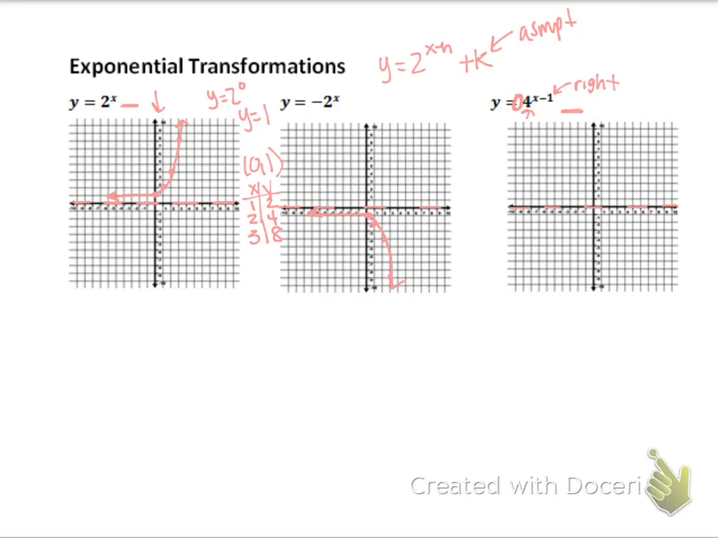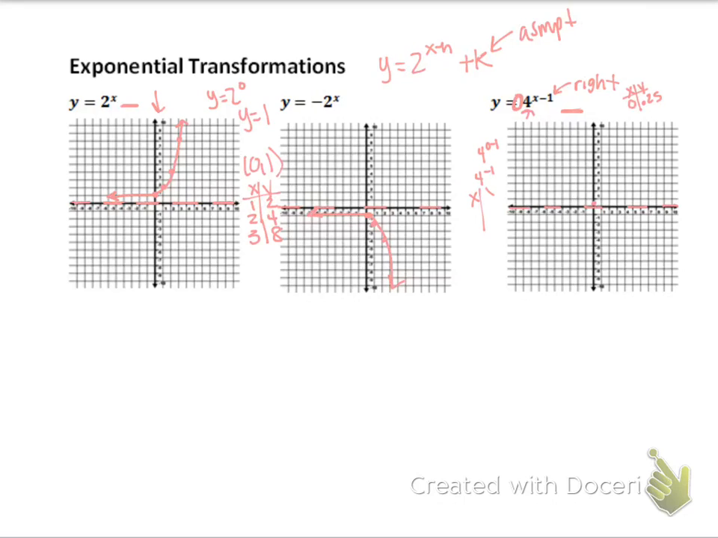Okay, so if we did this one, to figure out where it's crossing your x-axis, we're going to go ahead and plug in 0. So if I plug 0 in there, I get 4 to the 0 minus 1. Okay, 0 minus 1 gets me -1. And that is 1/4 or 0.25. So it's crossing at 0.25.